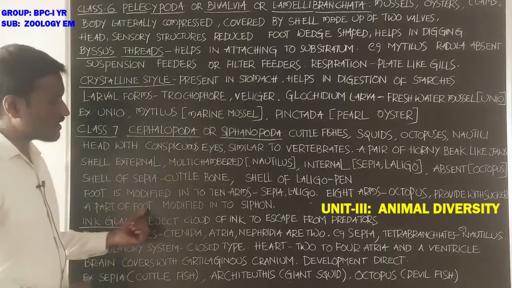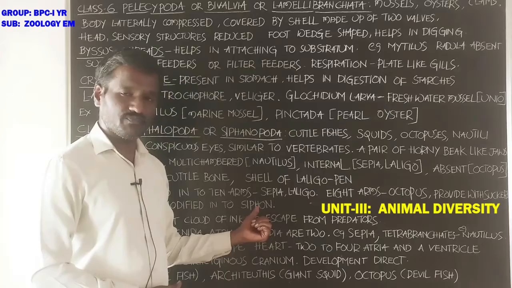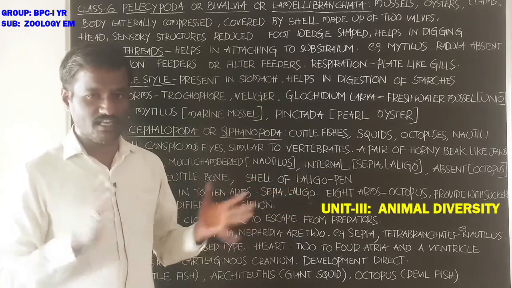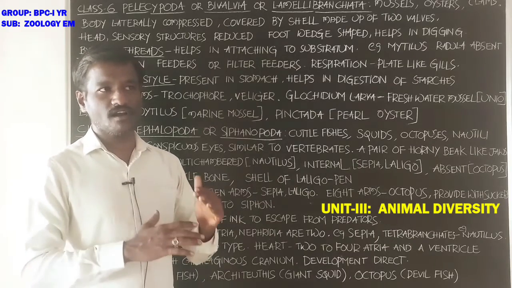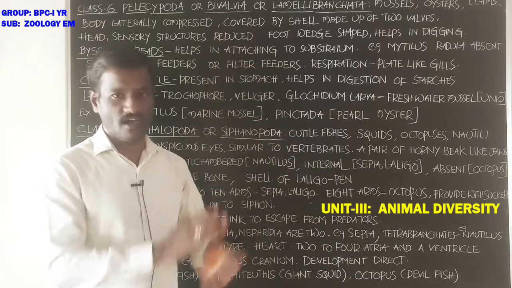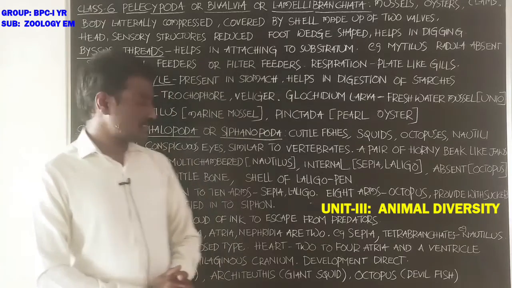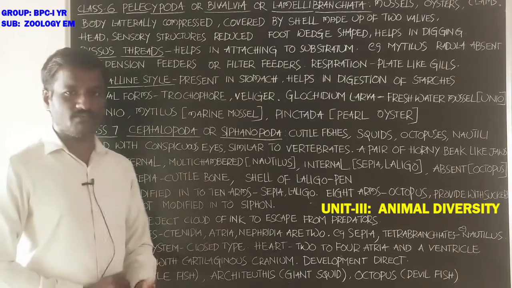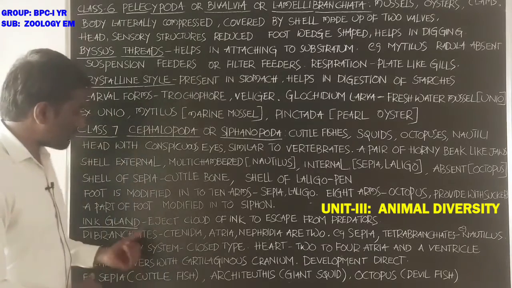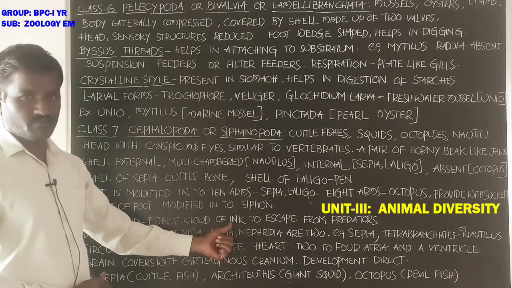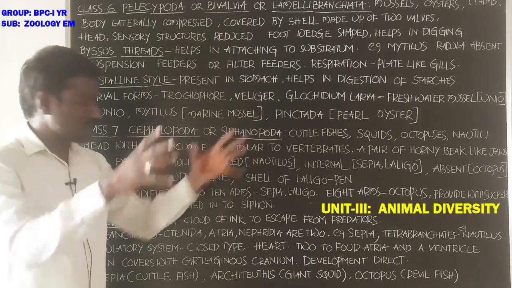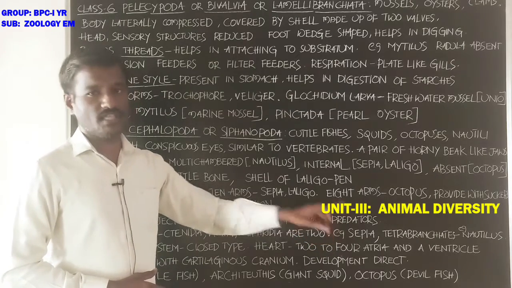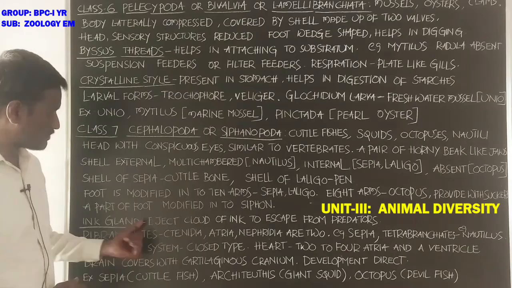Next, a part of the foot is modified into siphon. Siphon is the tubular structure present in these animals, which can draw water to the outside of the body. Next, ink gland, student. Presence of the ink gland is a feature of these animals. Ink gland ejects a cloud of ink to escape from predators.